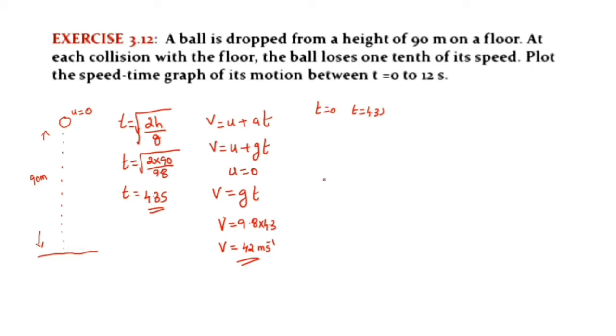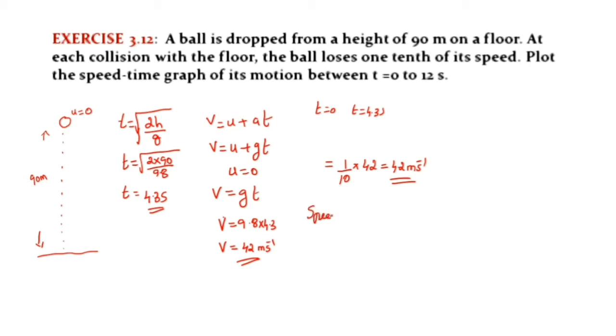Now you just imagine after hitting the ground, what will happen after each collision? Its velocity decreases by 1/10. So just before hitting the ground, its velocity is equal to 42 meter per second. But when it is hitting and going upward, it loses its speed by 1/10. That is equal to how much speed is now decreased? That is equal to 4.2 meter per second. The speed decreases.